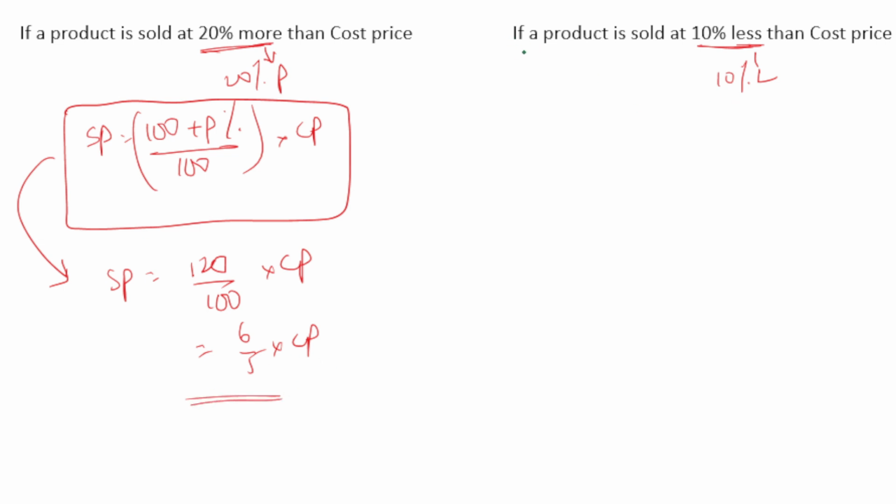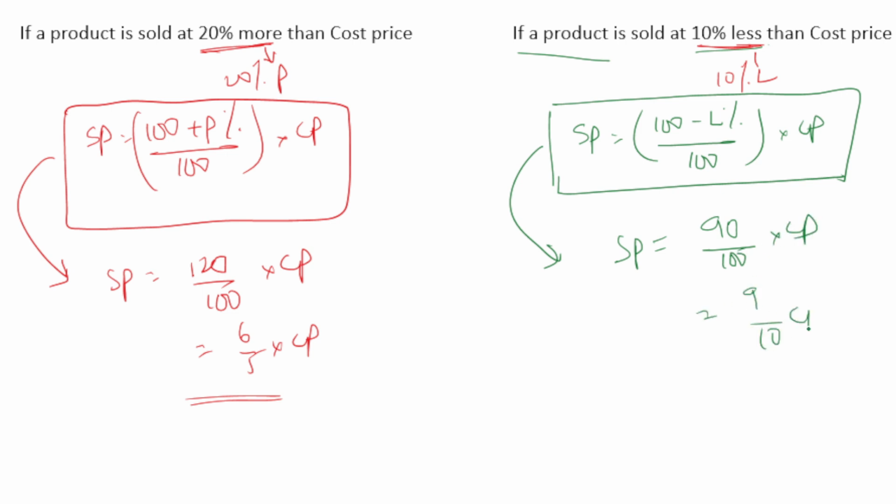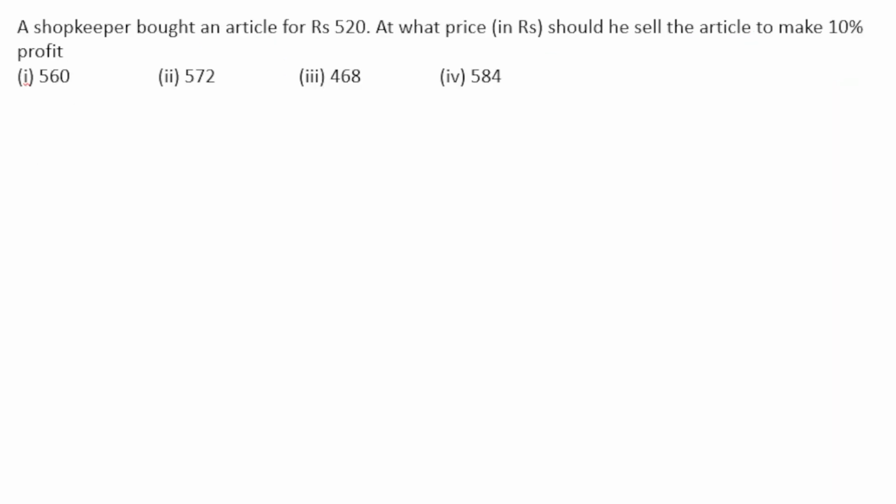And in this case, if a product is sold for 10% less than the cost price, what is selling price here? It is 100 minus loss percent divided by 100 into cost price. This is the formula for selling price if loss percentage is given. So you can directly write this as selling price is 100 minus loss percentage, 100 minus 10, it is 90%. 90 divided by 100 into cost price, this is 9 by 10 into cost price. Now we will solve the questions.